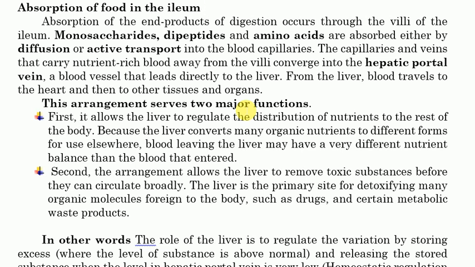There are two importances of the blood passing through the liver. First, it allows the liver to regulate distribution of nutrients to the rest of the body, because the liver converts many organic constituents to different forms for use elsewhere. Blood leaving the liver may have a very different nutrient balance than the blood that it enters. Second, this arrangement allows the liver to remove toxic substances before they can circulate broadly. The liver is the primary site for detoxifying many organic molecules foreign to the body such as drugs and certain metabolic waste products.